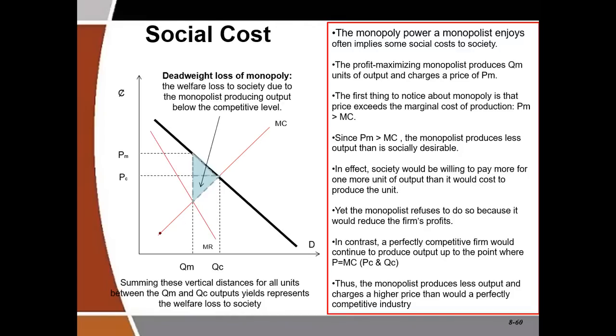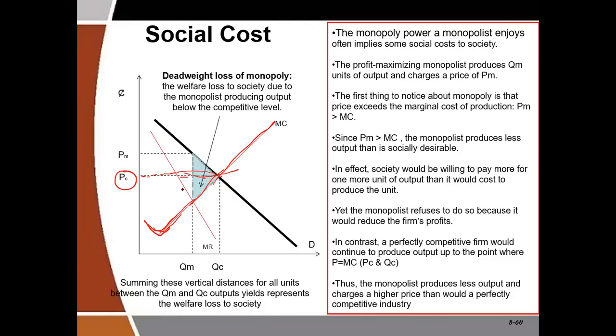Remember that the marginal cost curve is always the supply curve. Now, for a perfect competitor, the equilibrium price is determined where price is equal to marginal cost. So this is the equilibrium price of a perfect competitor, where price meets marginal cost. That is the price of a perfect competitor.